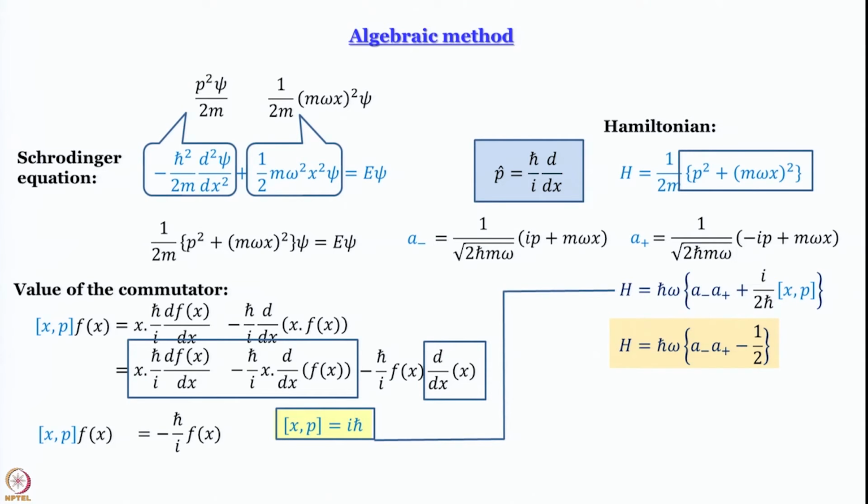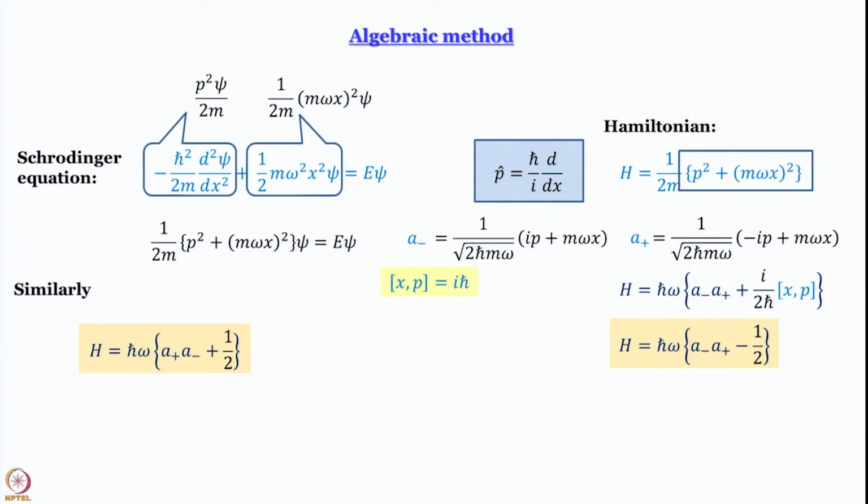simple form. Now, remember, your homework is you have to work out a₊a₋. Please do it and please work out the relationship between Hamiltonian and a₊a₋. You will see that you get a very similar expression, instead of minus 1 you get plus 1 here. So, Hamiltonian can also be written as ħω multiplied by (a₊a₋ plus half). Okay? So, this is something that I would like you to work out by yourself.